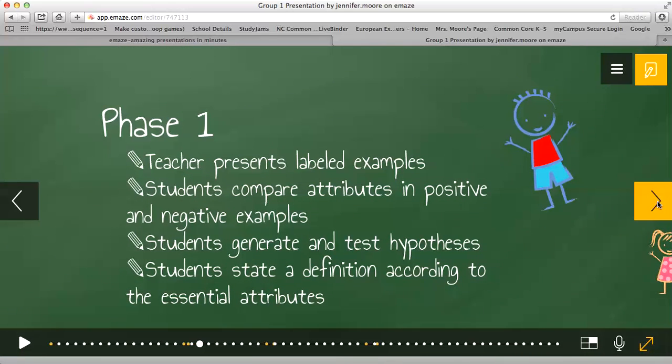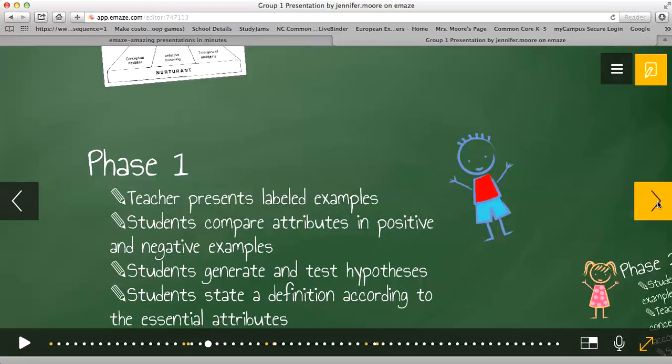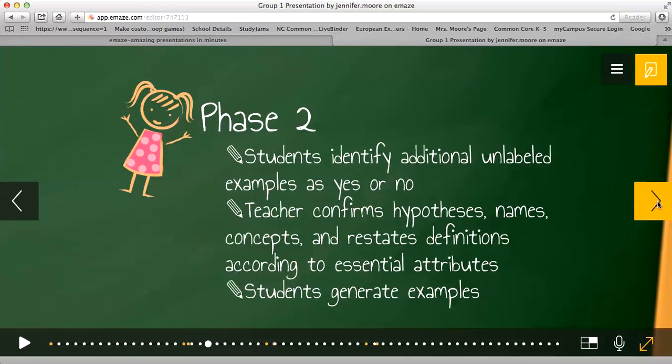In Phase 1, the teacher presents labeled examples. Students compare attributes in positive and negative examples. Students generate and test hypotheses. Students state a definition according to the essential attributes. In Phase 2, students identify additional unlabeled examples as yes or no. The teacher confirms hypotheses, names concepts, and restates the definitions according to essential attributes, and the students generate examples.